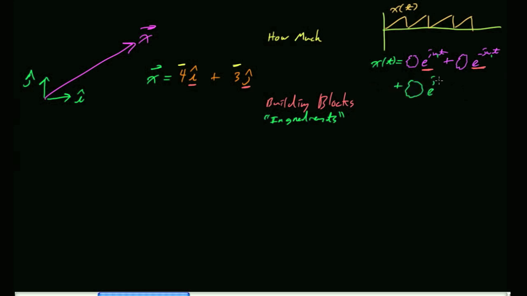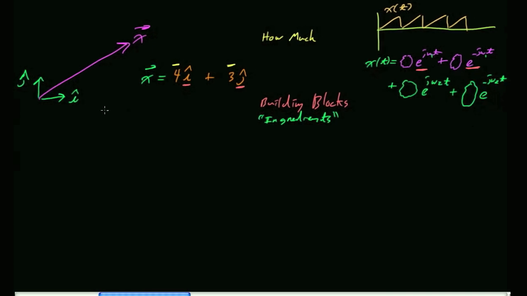Okay? And its complex conjugate. Okay, so in exactly the same way that you can build a vector as a weighted sum of building blocks, you can build a signal out of a weighted sum of building blocks. So these are your blocks, right, the complex exponentials.